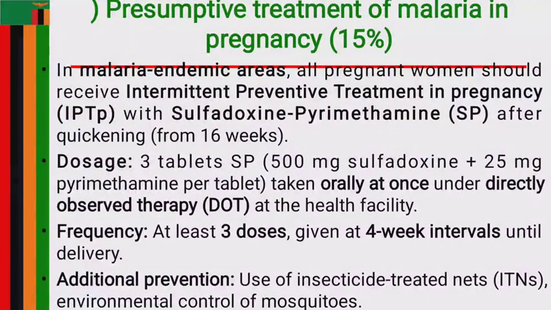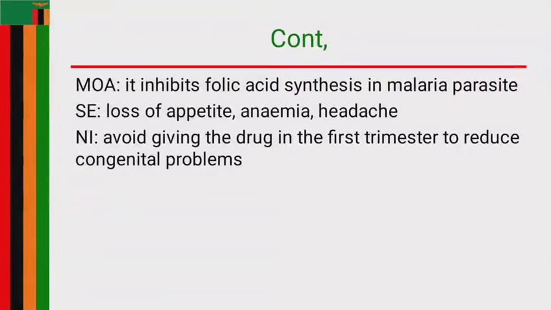That's why you are required to take these drugs at a health facility, so that we are very sure that you have taken these drugs. Frequency, you give 3 doses at 4 weeks interval until this woman delivers. Additional prevention can also be given to prevent malaria, such as use of insecticide-treated mosquito net, and of course environmental control of presence of mosquitoes.